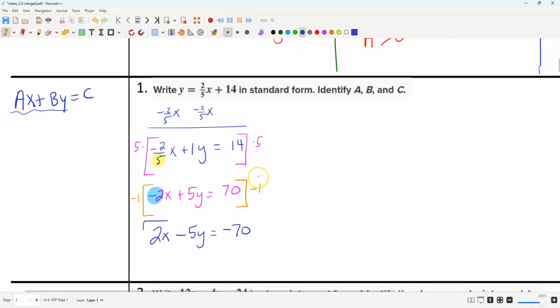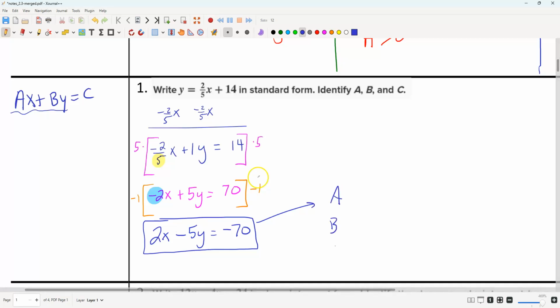This is in standard form now, as you can see. And if I were to identify the a, b, and c values, the a value would be 2, the b value would be -5, and the c value would be -70.